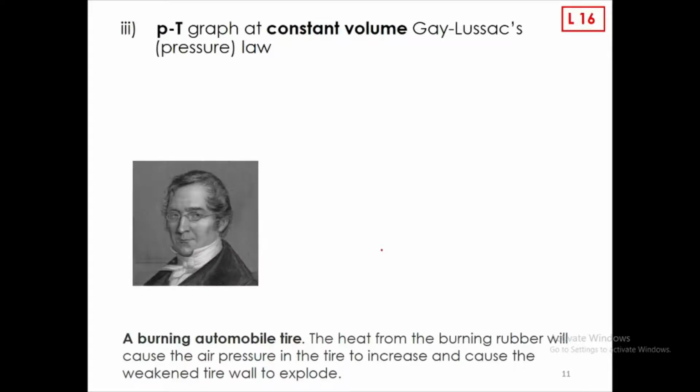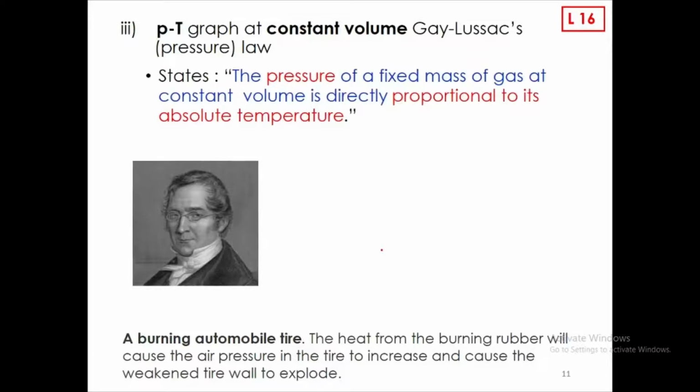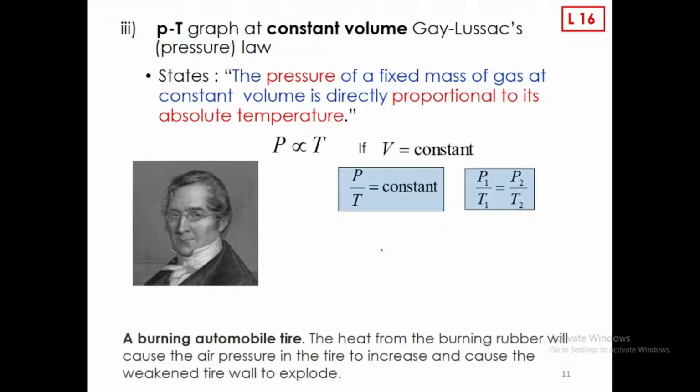And the third graph is the pressure temperature graph at a constant volume, Gay-Lussac pressure law. It states that the pressure of a fixed mass of gas at a constant volume is directly proportional to its absolute temperature. So the formula is P is directly proportional to temperature. V is constant, so rearrange the equation until we get an equality equation. So P over T equal to constant. So we will use P1 over T1 equal to P2 over T2.